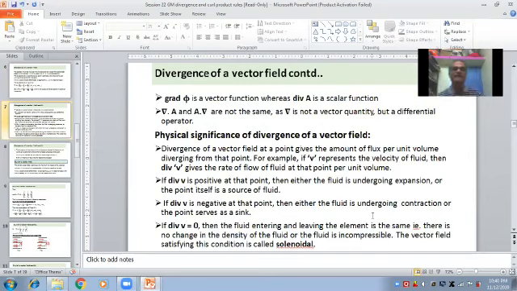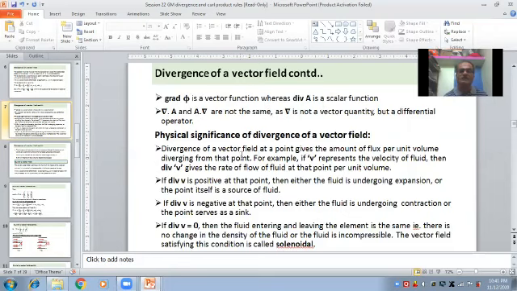And in the last class we studied the gradient of a scalar field. The gradient of a scalar field is a vector function, whereas the divergence of a vector field is a scalar function. So the processes of these two are opposite to each other in nature. And del dot A and A dot del are not the same; in the case of vectors, these two things are different.